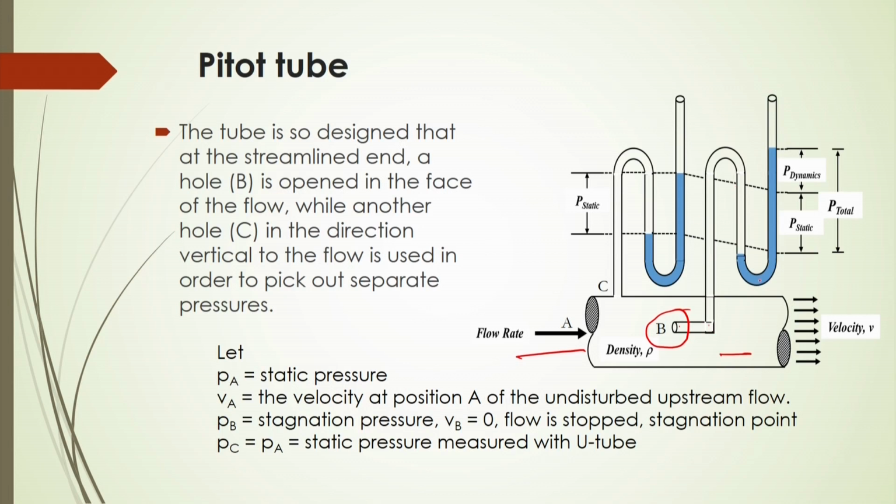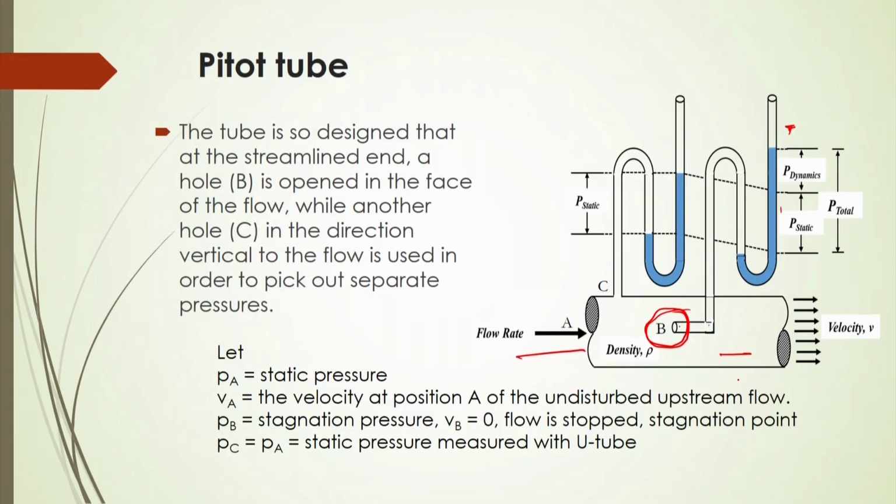And then the pressure produced during this flow will be measured by the manometer, and parallelly you have to measure the free stream pressure in the flow. Based on these two pressures, the difference was used to estimate the flow rate of the fluid. The tube is designed in such a way that the streamlined end hole B is opened facing the flow, while another hole C in the direction perpendicular to the flow is used to pick out a separate pressure.